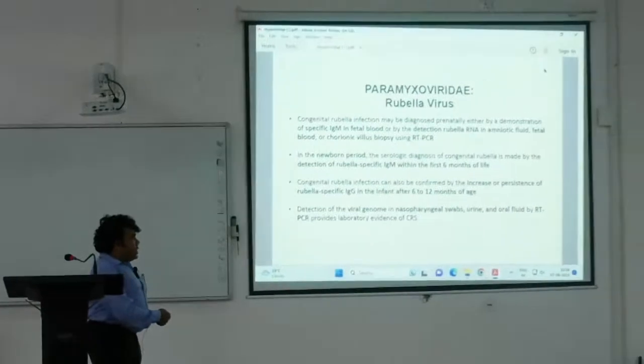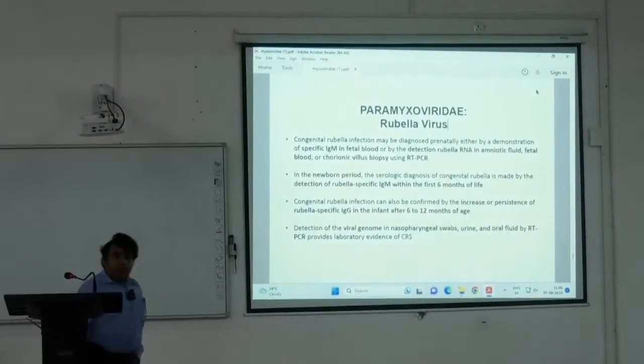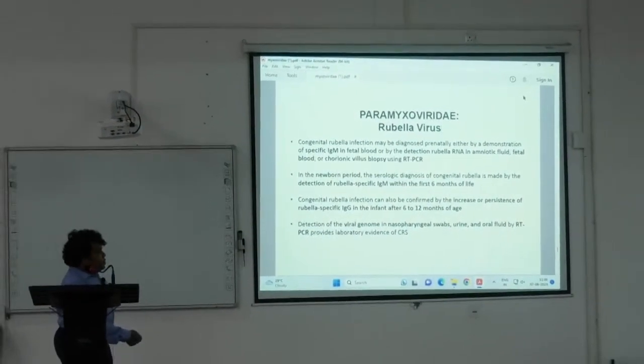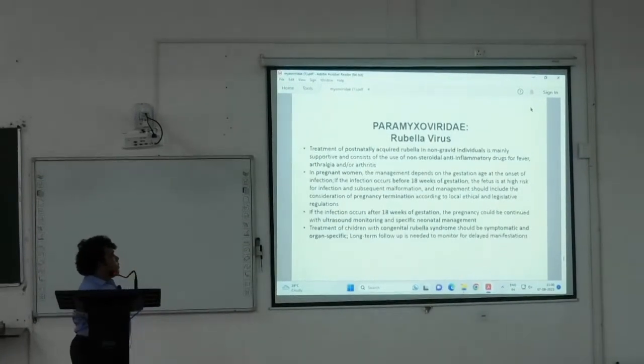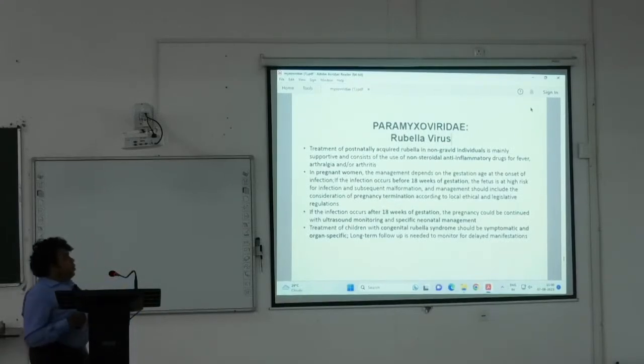IgG can be used for testing after 6 months. Other recent methods include RT-PCR of the nasopharyngeal sample, urine, and even oral fluid. So what is the treatment?